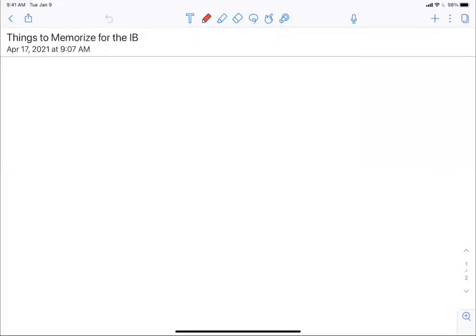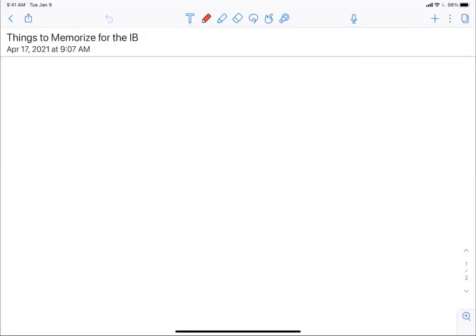Okay, so today's theme is things you need to memorize for the IB, because there are some things, whether it's definitions or specific concepts, that you do want to either memorize or understand well enough that you don't have to figure them out on the fly. And this is going to be a mixture of SL and HL together.